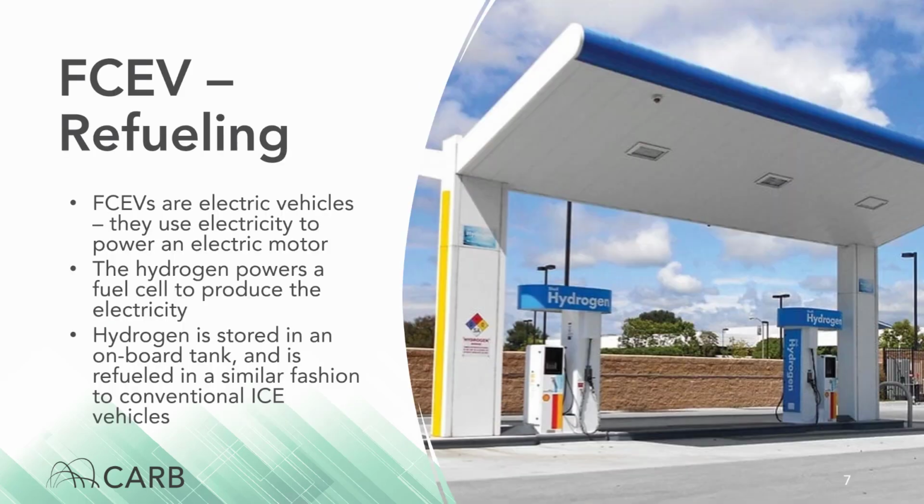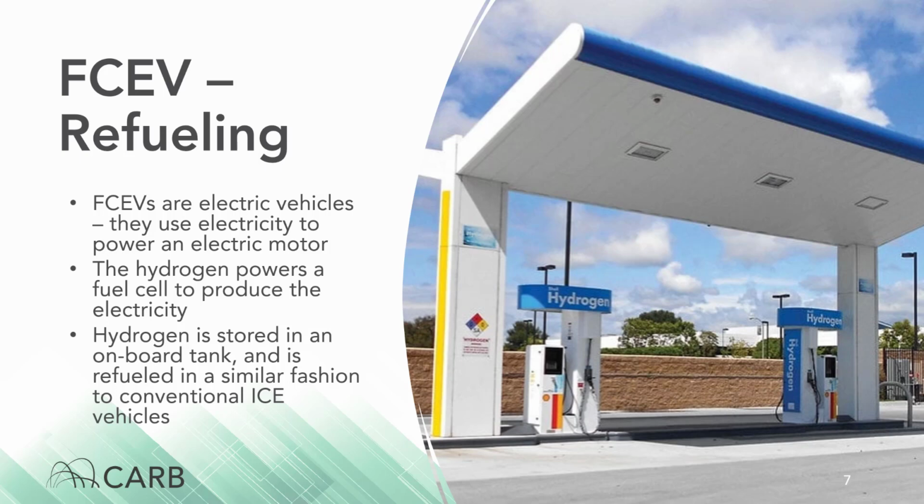Hydrogen fuel cell vehicles. How does hydrogen refueling work? Like all electric vehicles, fuel cell electric vehicles, also known as FCEVs, use electricity to power an electric motor. In contrast to other electric vehicles, FCEVs produce electricity using a fuel cell powered by hydrogen, rather than drawing electricity from an off-vehicle battery charger. FCEVs are fueled with pure hydrogen gas stored in a tank on the vehicle.